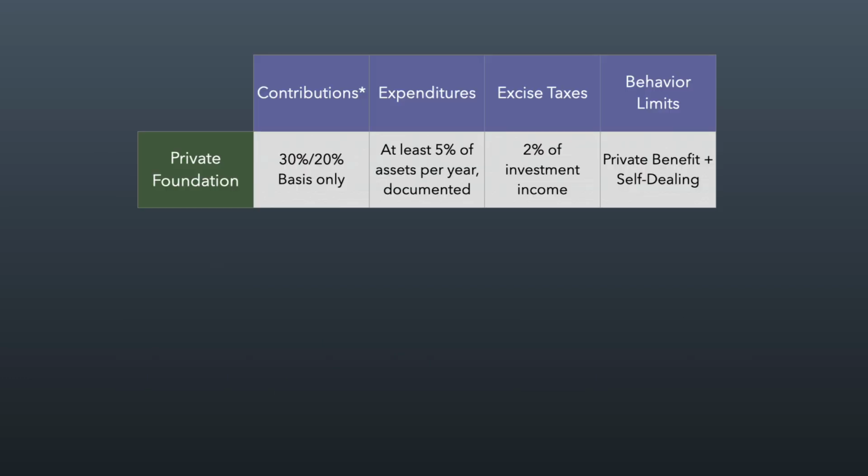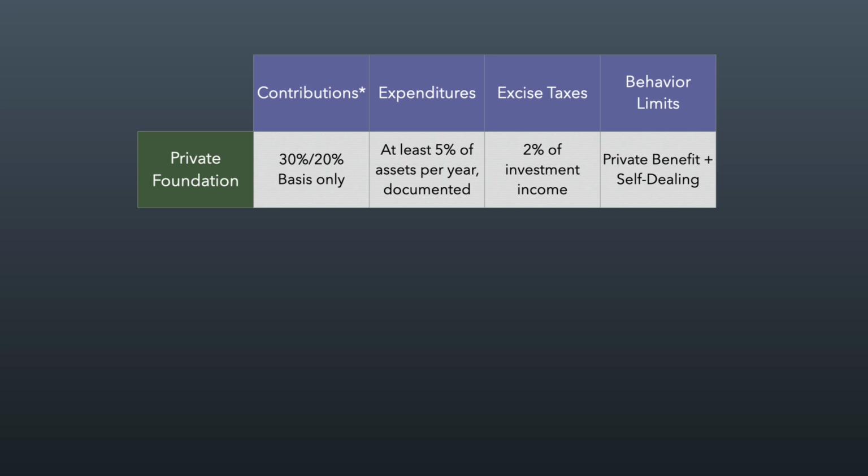I'm going to explain this table in a bit, but let me kind of highlight some interesting things about private foundations. We'll talk about the contribution thing at the end. As far as expenditures, we said you have to spend at least 5% of your assets every year, and it has to be well documented. You have to pay a 2% income tax on your investment income. So any of your investment returns or profits, you have to pay a 2% tax on. And then we're going to limit their behavior by both private benefit rules and self-dealing rules. And we're going to talk about those more in session 2.3.